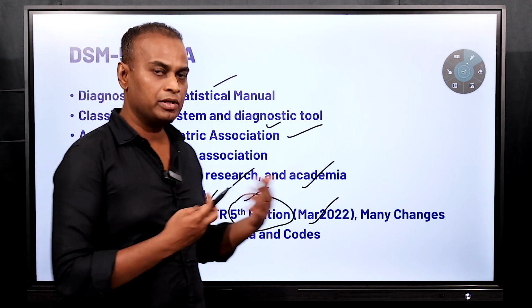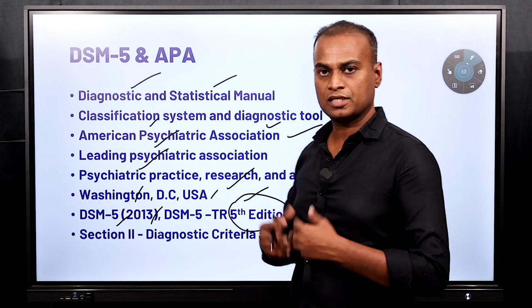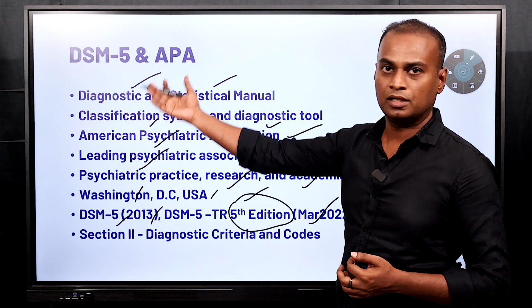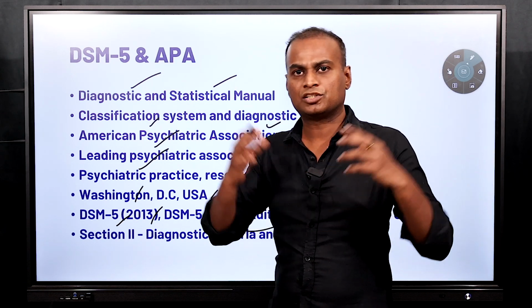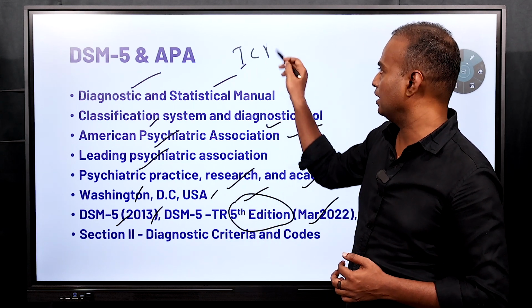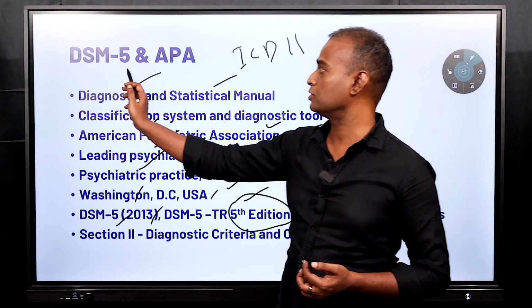So there are many changes. These changes include a lot of new disorders being added, text being updated, diagnostic criteria being updated, and the link between DSM-5 and ICD-11 being included. For general disorders, for all the disorders, we use the latest version of ICD-11. For psychological disorders we use DSM-5.